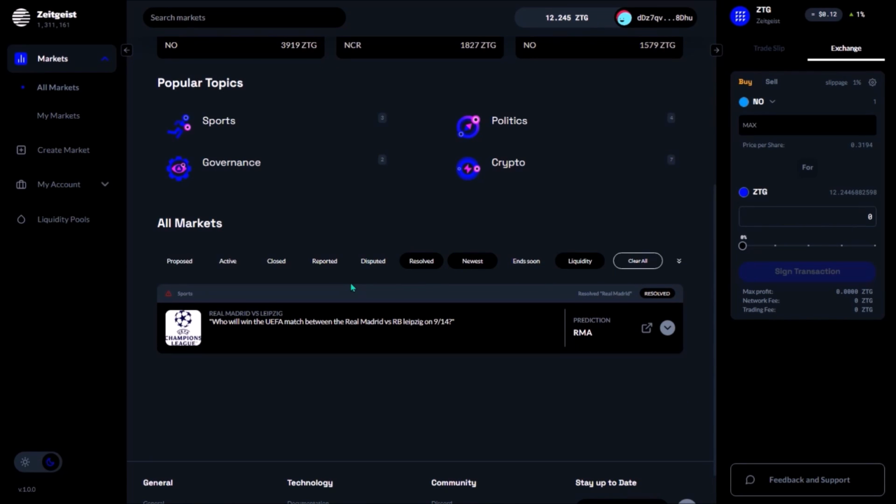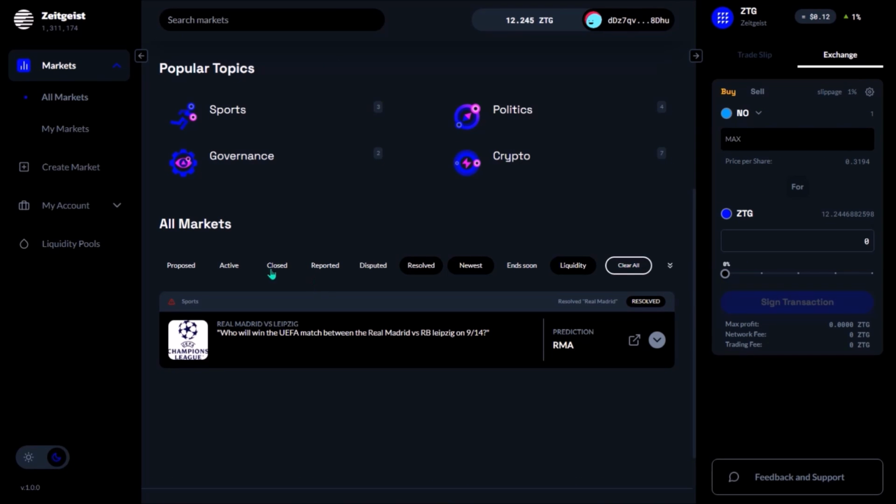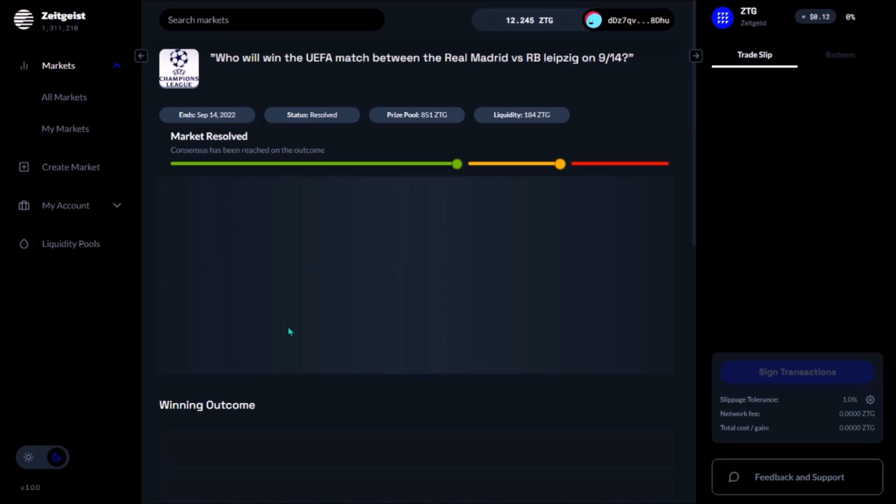I would also like to show you how to check the prediction market resolution and how to redeem winning tokens for ZTG. You need to filter prediction markets and display only resolved markets. The first market on the Zeitgeist application that has been closed, then the outcome has been reported by the Oracle and eventually resolved, was this sports market, the football match between Real Madrid and Leipzig. Maybe some minor technical difficulties as this market is not loading properly.